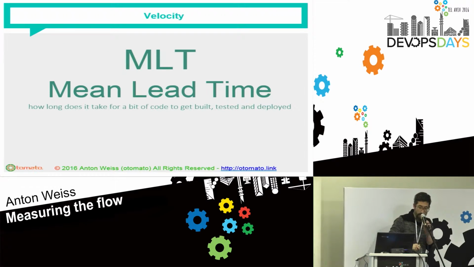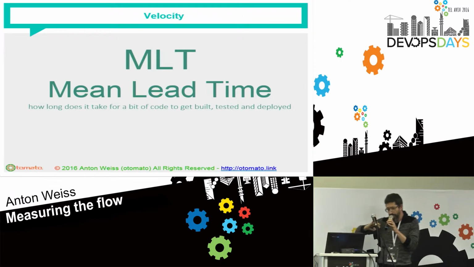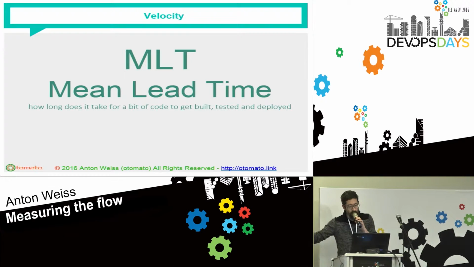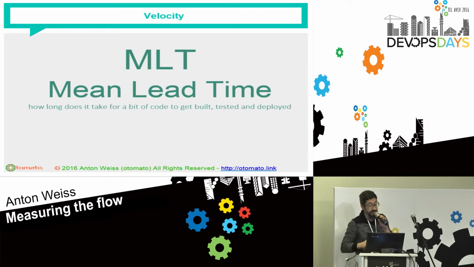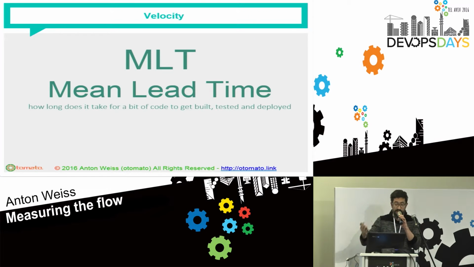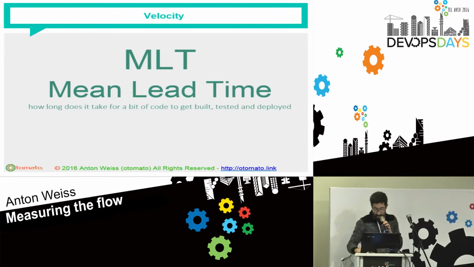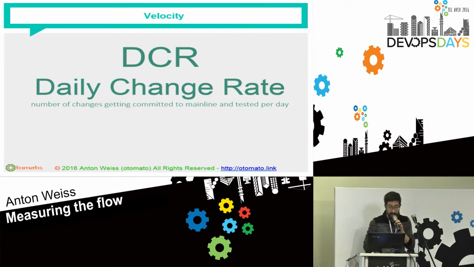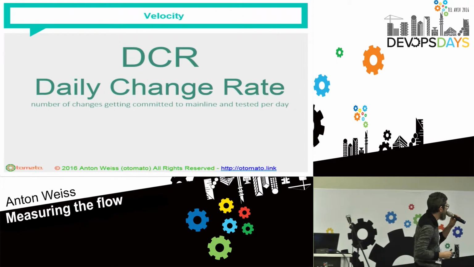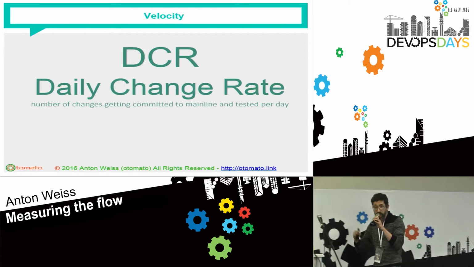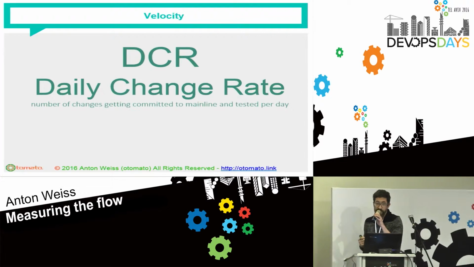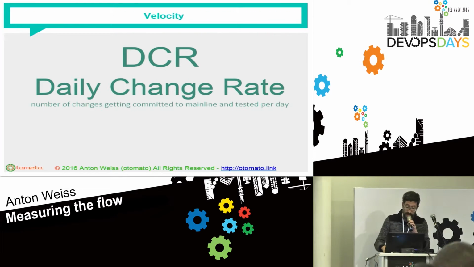We'll start with velocity. First of all, the lowest granularity metric, which is mean lead time, which means how long it takes for a bit of code to get built, tested, and deployed. Then we've got the daily change rate, which means the number of changes getting committed to mainline and tested per day. Of course, it has to be tested, because if it's not tested and verified, it doesn't count.